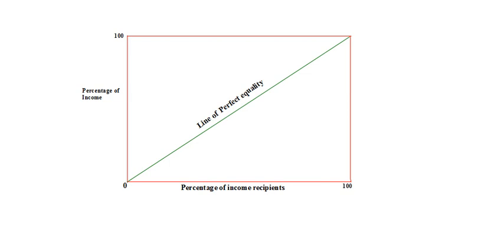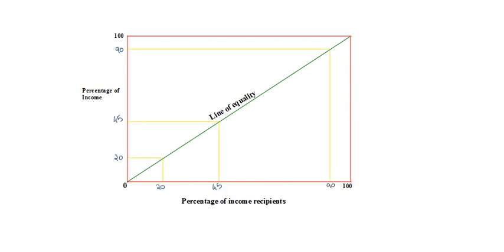Now what is the meaning of the line of perfect equality? It basically implies that if the Lorenz curve is this straight 45-degree line, that means that total income is equally distributed among all the people. So there is no inequality. Equal distribution of income is there in such a country. You can interpret it further this way.